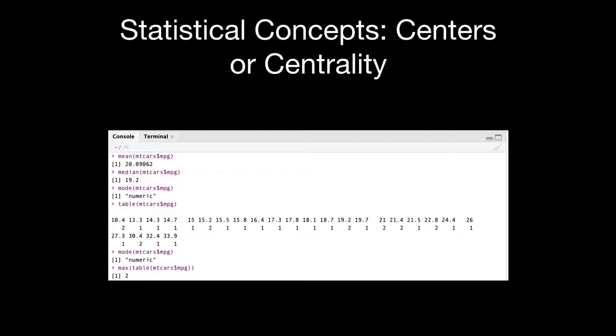So one way to get the mode is to get an object in the table format and get the max value. So we see here the max value in this table is 2. If you want to get the values that correspond to 2, you can use one of the many subsetting functions that we've covered in previous chapters.